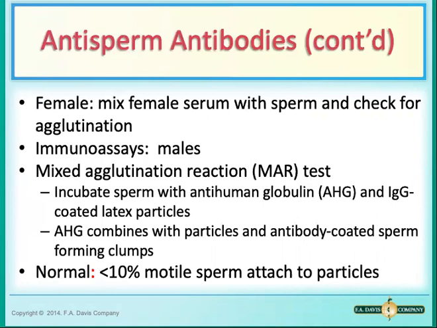You can do testing on a female as well, where you can mix the female serum with sperm and check for agglutination, or you can do immunoassays on males. There are two tests that are frequently used to detect the presence of antibody-coated sperm that are mixed with agglutination reactions, and those are the MAR test and the immunobead test. The MAR test is a screening procedure that you use primarily to detect the presence of immunoglobulin G or IgG antibodies.